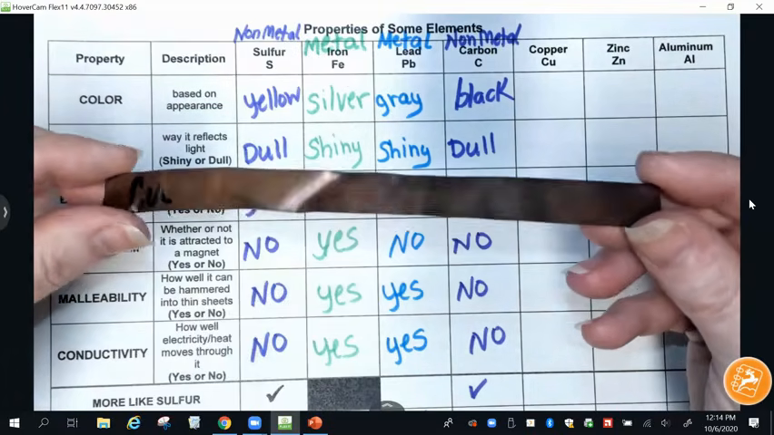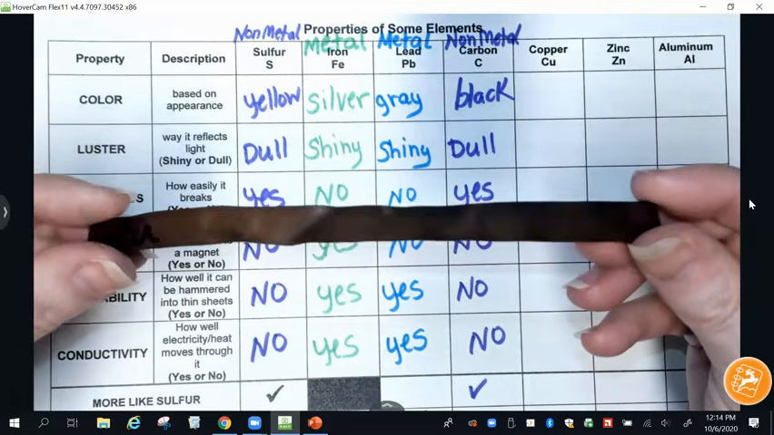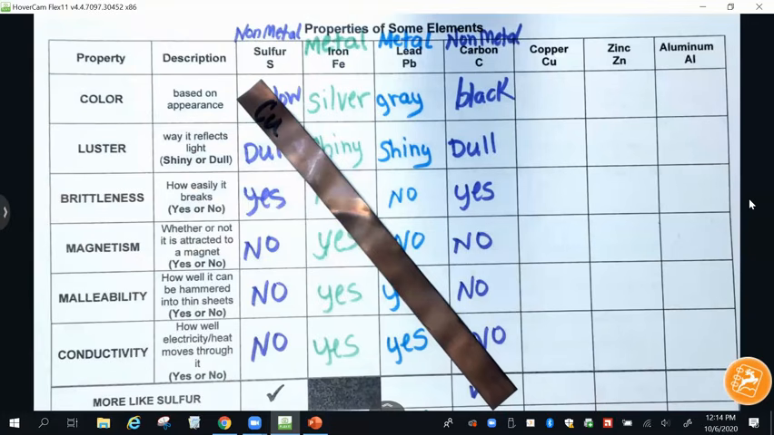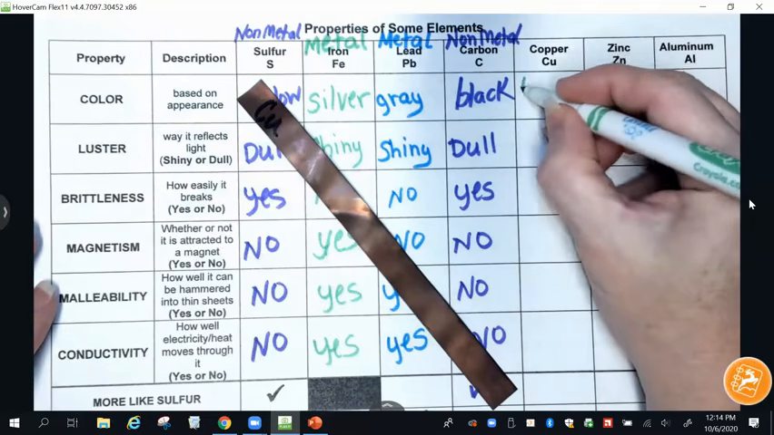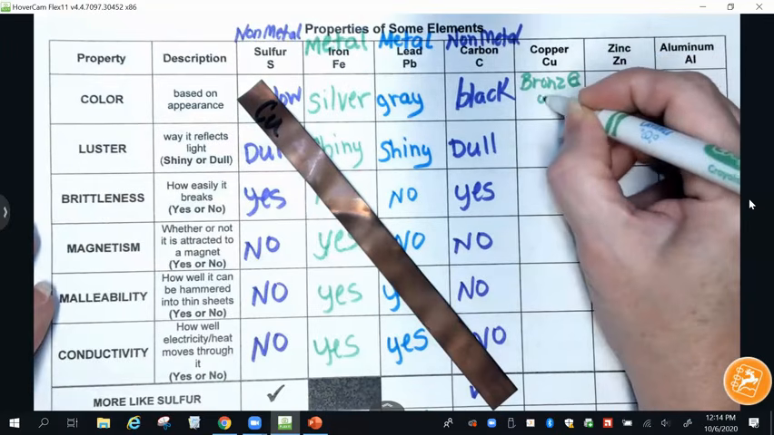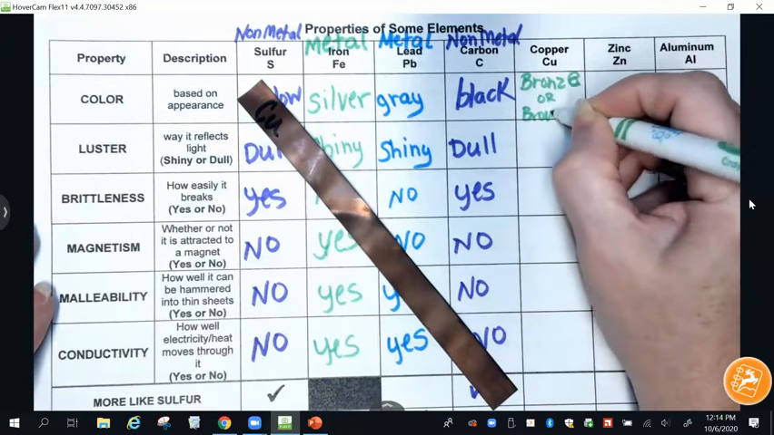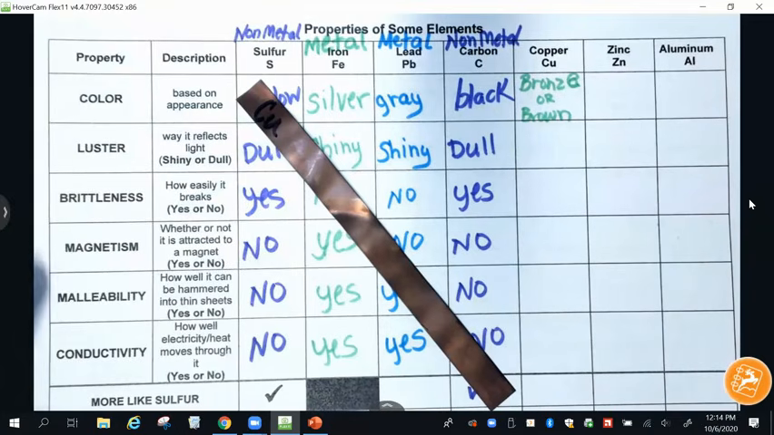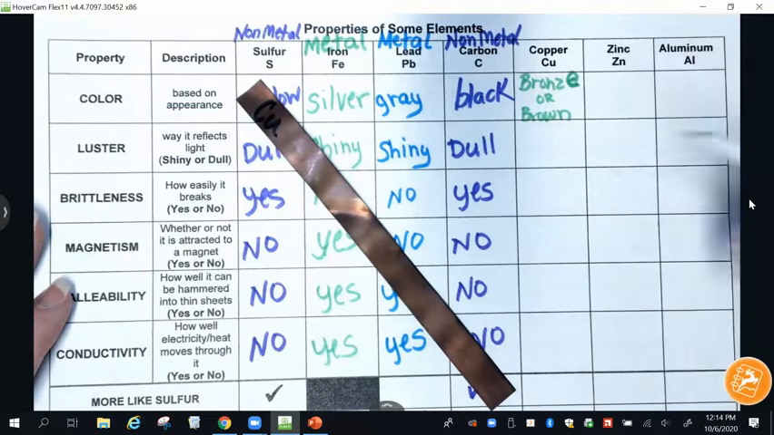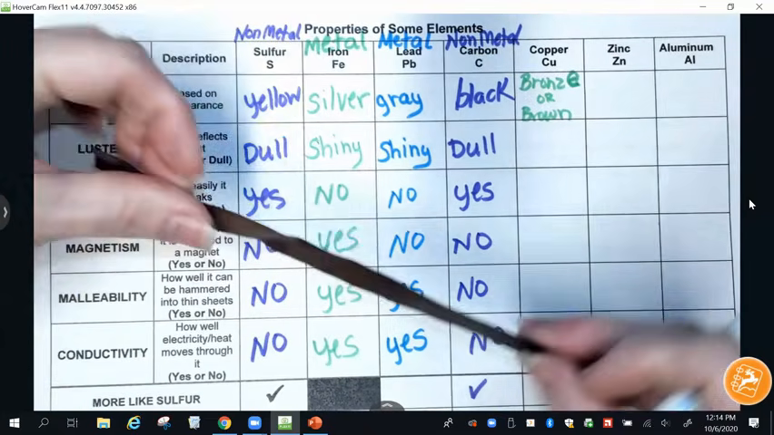So for the color, some people say brown or some people say bronze. Either one works, but you can't say copper because it is copper. You can't use the word copper to describe copper. We're going to say bronze, B-R-O-N-Z-E, or brown. Because compared to the other samples that we have, it's definitely more brown. The other ones are not. So, what's that last letter? Bronze, B-R-O-N-Z-E, or brown.